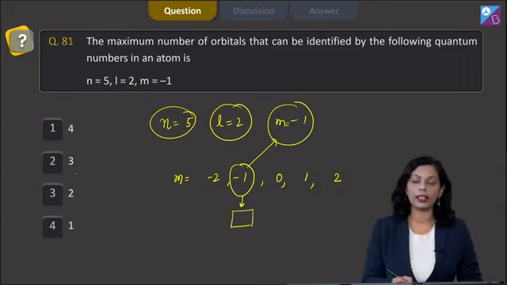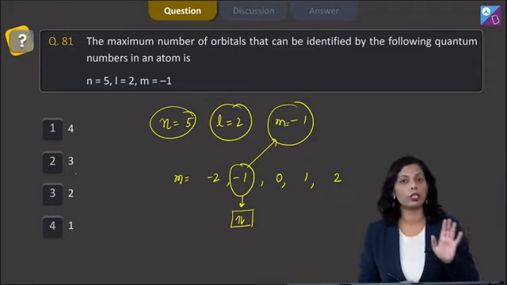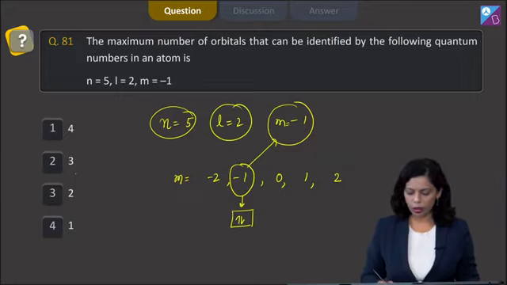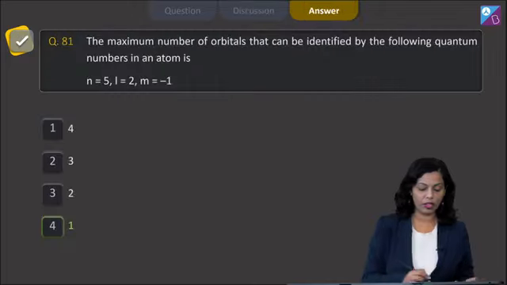in which 2 electrons can exist, right? But they're not talking about electrons, they're talking about the maximum number of orbitals only. So what is the maximum number of orbitals? One only, and it is given here in option 4, so you can choose that.